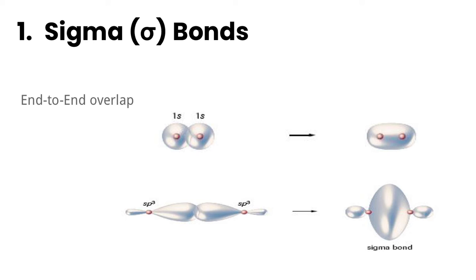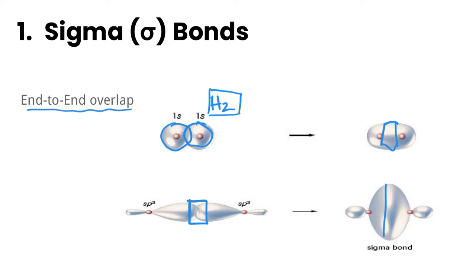So a sigma bond, as I said, is end-to-end overlap. For example, if you had an H2 molecule, then these two 1s orbitals are overlapping end to end in order to form a covalent bond. You could have the same with hybrid orbitals. So if, for example, we had sp3 hybrid orbitals and overlapped them end to end, we would form a sigma bond between those two hybrid orbitals.